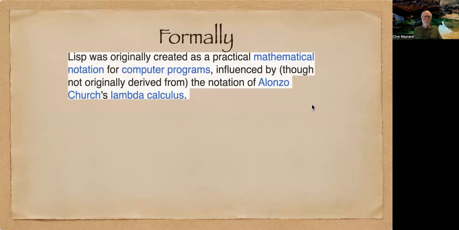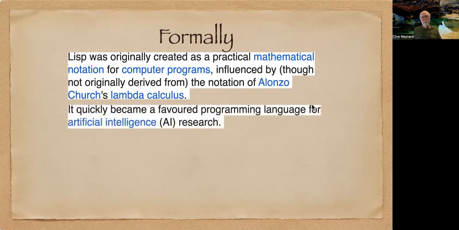So from a formal viewpoint, where did Lisp come from? Well, when proposing programming languages, we go back as far as Alonzo Church's lambda calculus, which was the way in which you could represent an expression which could be computed using a Turing machine. And essentially, Lisp was the notation used in order to represent a lambda calculus. And so it quickly became a favorite programming language, particularly for artificial intelligence research.